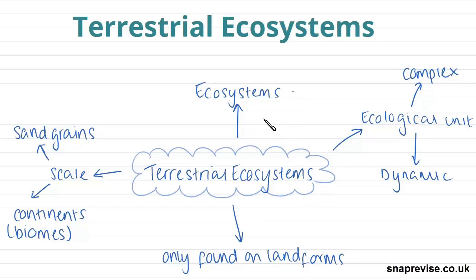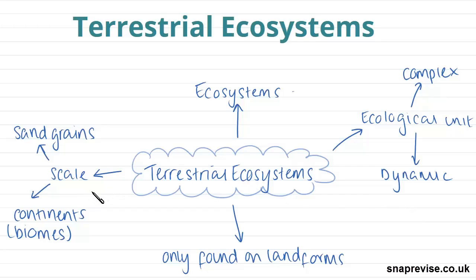From the previous videos, we'll know that ecosystems are systems where organisms such as plants and animals interact with each other and the environment. A terrestrial ecosystem is a specific type of ecosystem, and these are only found on landforms on land. It's the same as any other ecosystem. They're just ecological units and they're highly complex and dynamic.